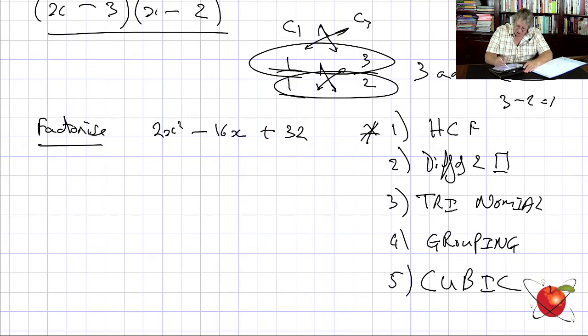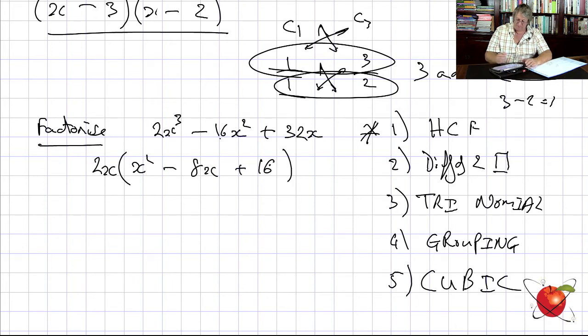Let's just change this and amp it up a bit, shall we? Let's call this 2x cubed, minus 16x squared, plus 32x. Hello? 2 is common. 2 will go into there, and 2 goes into 32. I can also take the x away. So we can factorize that as 2x, leaving us with an x squared minus 8x plus 16, like so. So now I've got a factor on the outside of 2x.